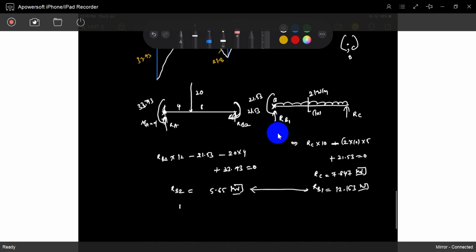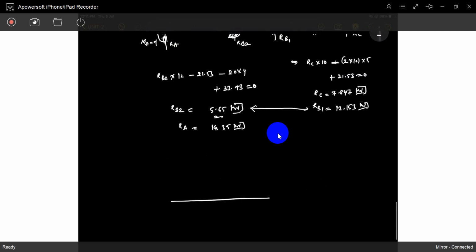So now what is RA? The total vertical force is 20, and 5.65 goes to RB2, so the remaining is 20 minus 5.65, which is 14.35 kilonewtons. That's it. You got all the reactions. Now you can draw the shear force diagram.